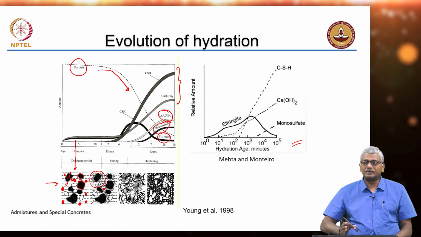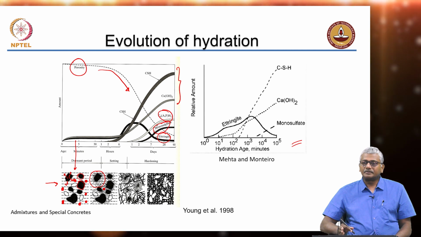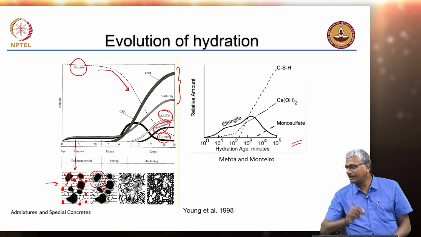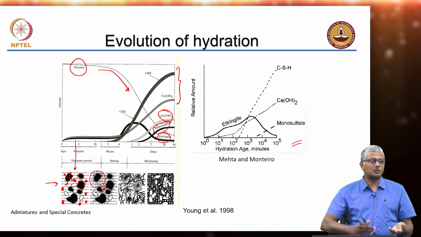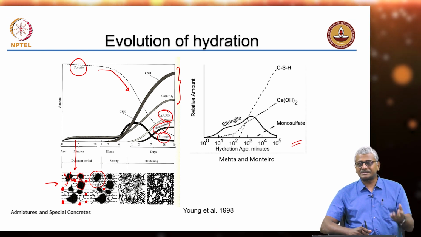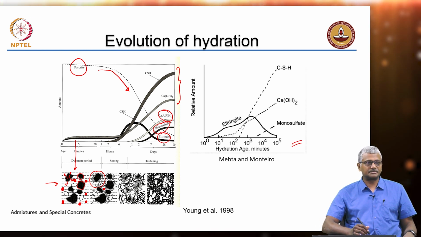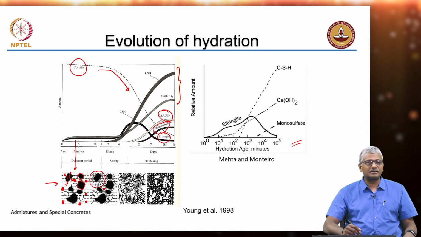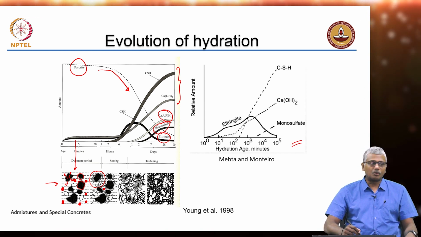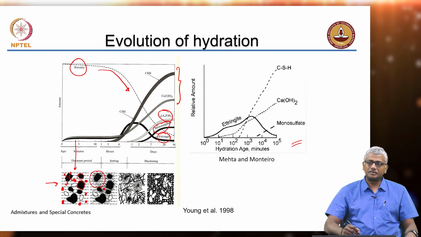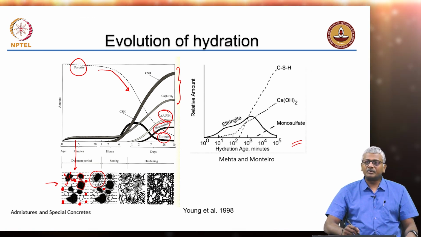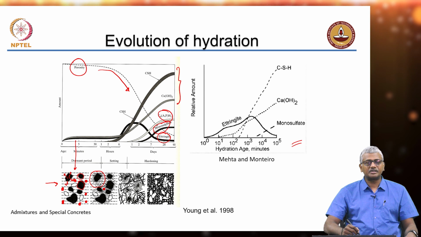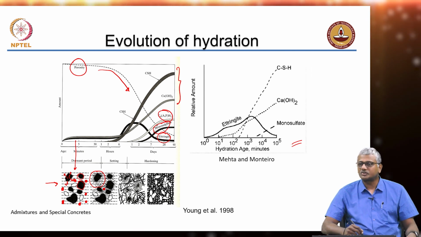What does that mean? Again, incomplete hydration. As I lower the water to cement ratio, I get lesser and lesser hydration. Now, this is counterintuitive, no? We always think that when we want more strength, we want to reduce the water cement ratio. But now I am telling you that when you reduce the water cement ratio, the possibility of hydration also goes down. What's happening here?